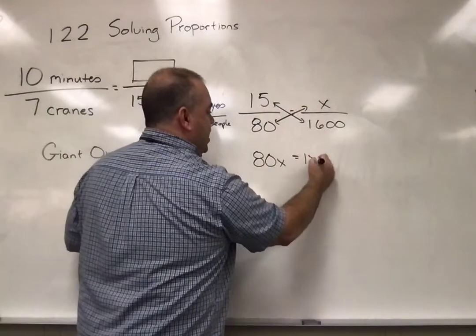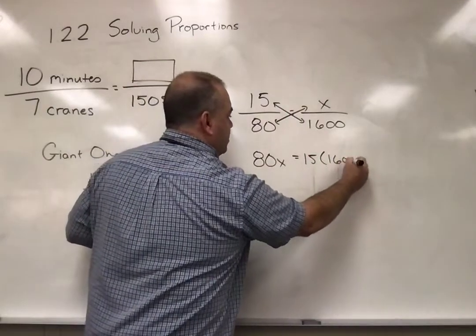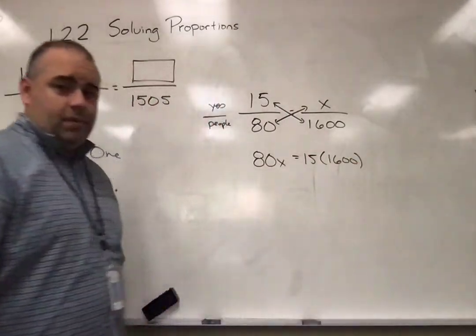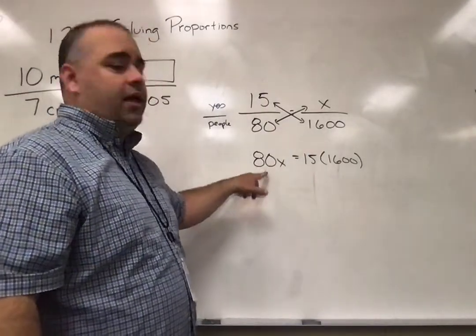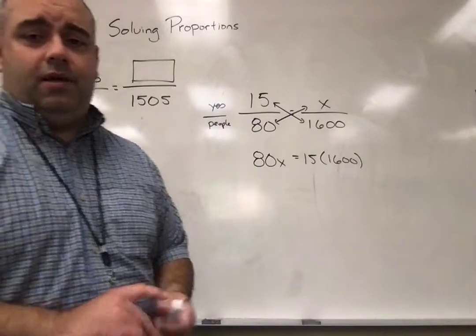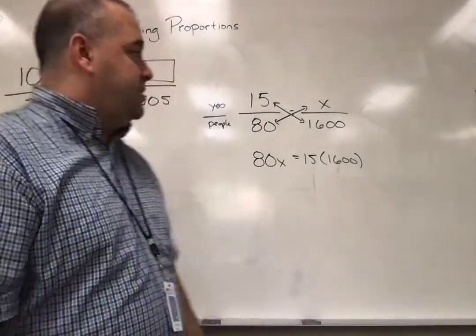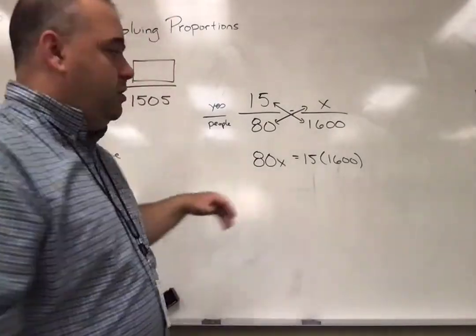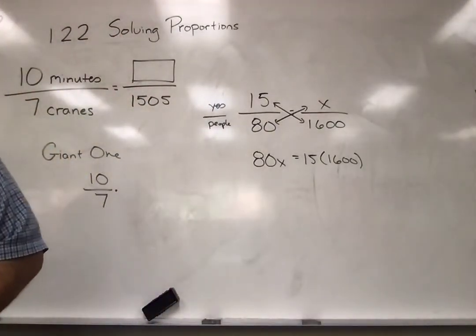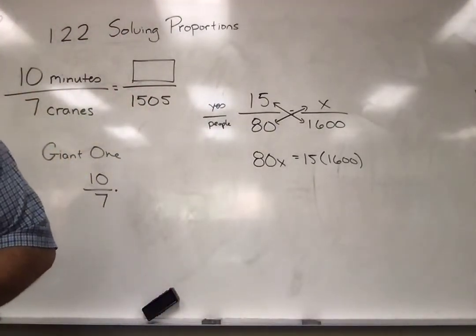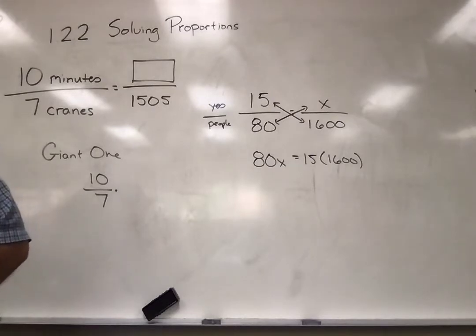So 15 times 1,600. Now when I calculate that, I'll end up getting my answer on this side, and then I got to get X alone. So again, if you have a calculator here, it's going to be a lot faster. If you don't have a calculator, you can speed through this, but we're going to end up getting 300 when it's all said and done. So we're going to have 300 tamales.